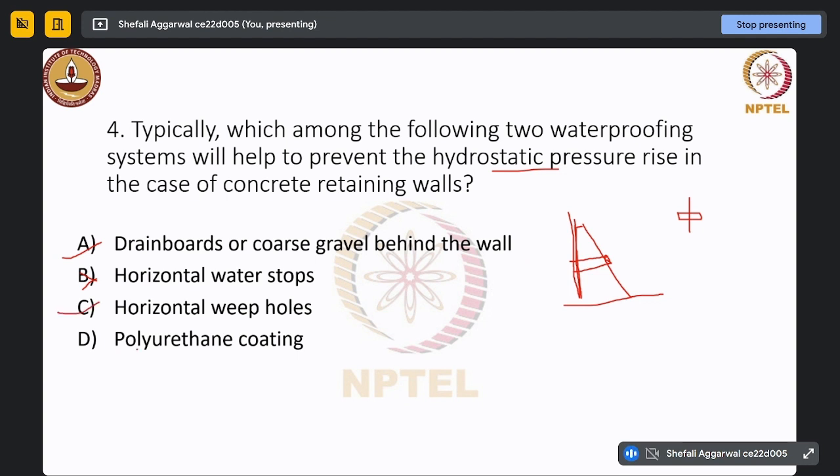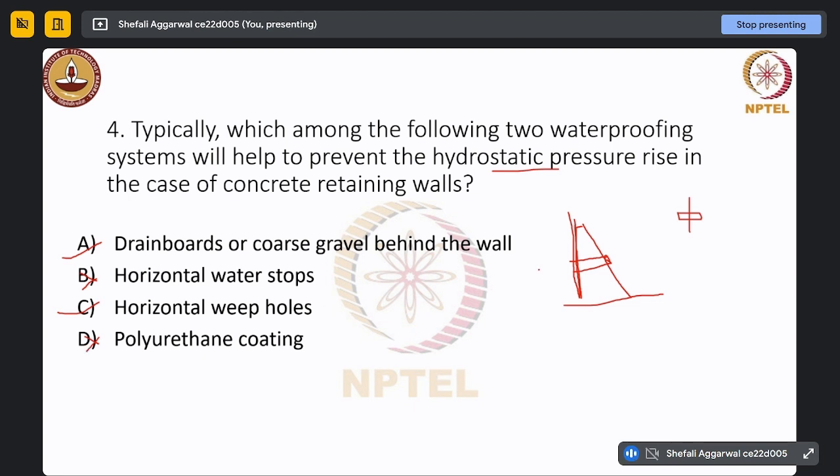Next is the polyurethane coating. So what is the coating doing? Coating is preventing water. Coating will prevent water from seeping through the concrete, but it will create pressure on the backside of the retaining wall. So this option is also wrong.